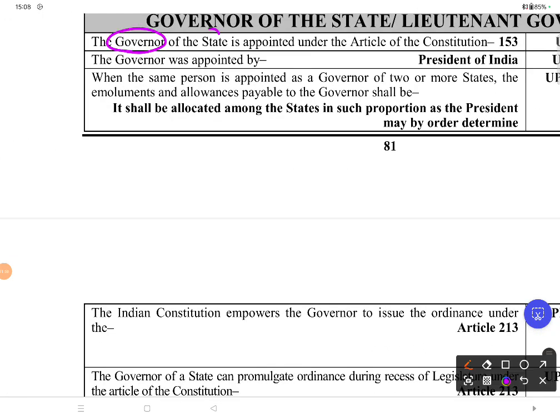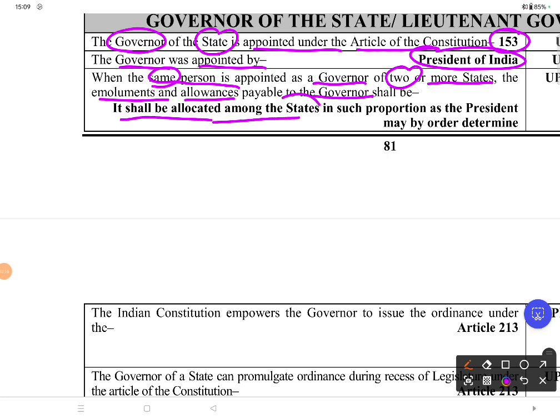The Governor of a state is appointed under Article 153 of the Constitution. The Governor is appointed by the President of India. When the same person is appointed as the Governor of two or more states, the emoluments and allowances payable to the Governor shall be allocated among the states in such proportion as the President may by order determine.